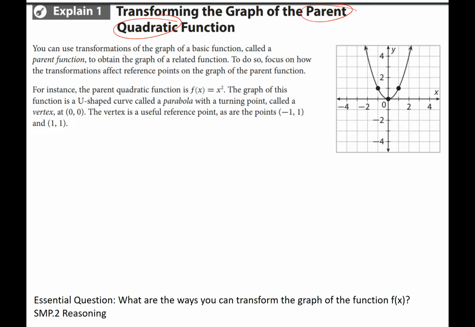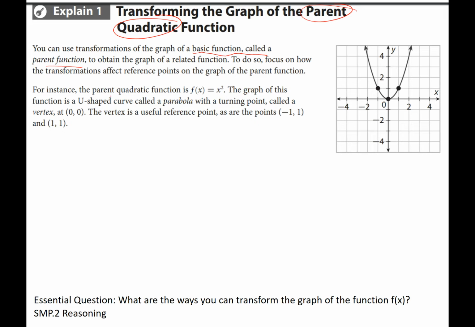So you can use transformations. Remember, a transformation is just something that moves a graph in the coordinate plane of the graph of a basic function called a parent function. So I'd probably underline basic function called parent function to obtain the graph of a related function. To do so, focus on how the transformations affect reference points on the graph of the parent function. So this book teaches it from not only using the vertex, but also using a couple of other points and then moving those points on the graph.